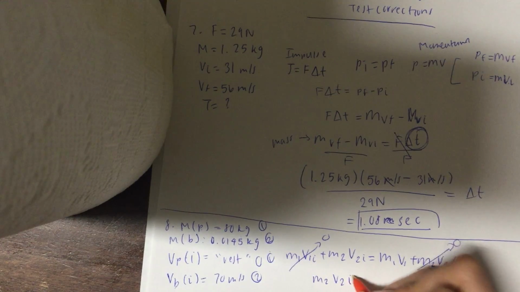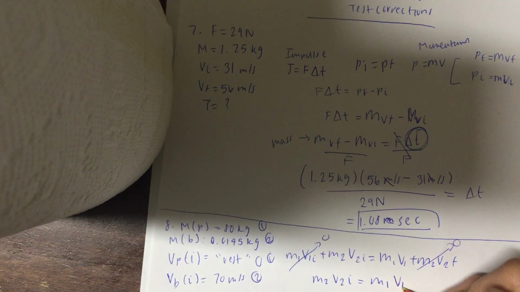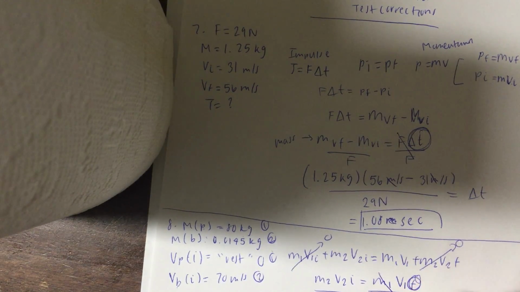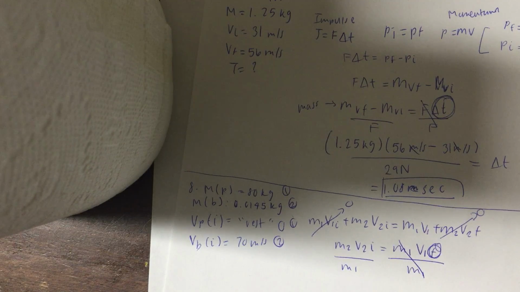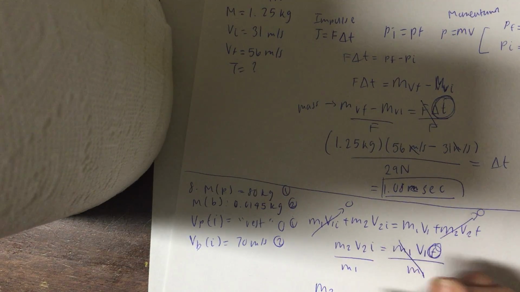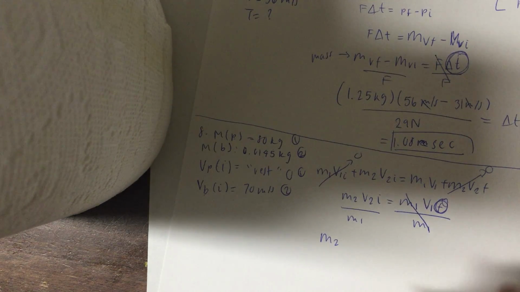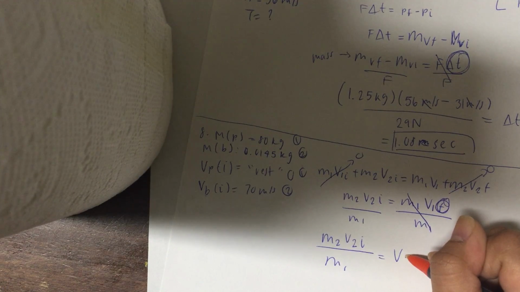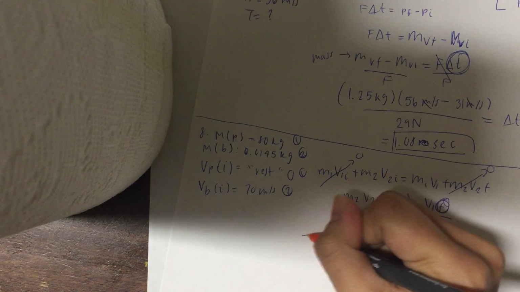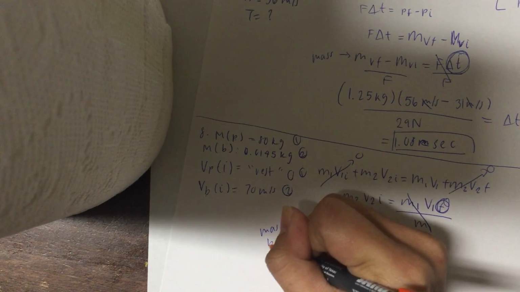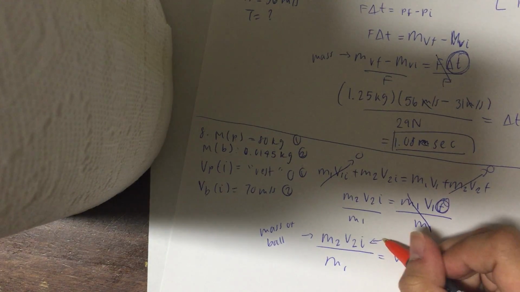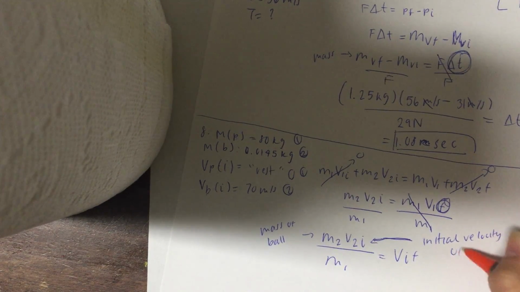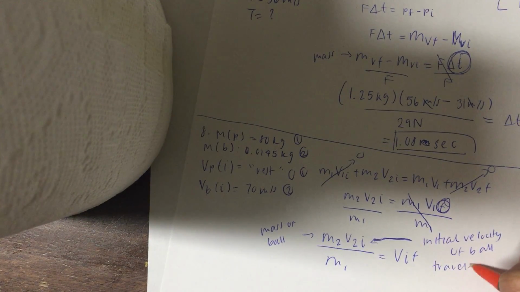So you do m2 v2 initial equals m1 v1 final. So m1, that will cancel out because you're trying to find the final. So what you have is m2 v2 initial over m1 equals velocity final. So this will be the mass of the ball, and this will be the initial velocity of the ball traveled. Okay.